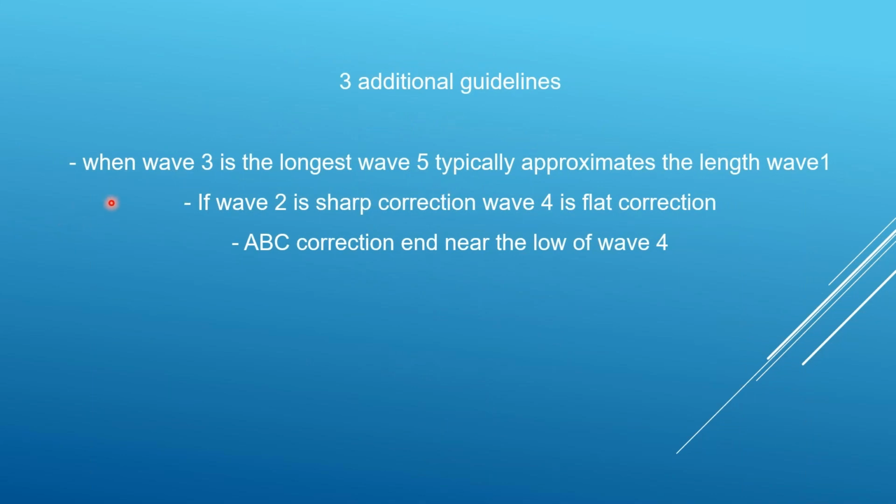Here I sum them again. When wave 3 is the longest, wave 5 typically approximates the length of wave 1. If wave 2 is a sharp correction, wave 4 is a flat correction. The ABC correction ends near the low of wave 4.